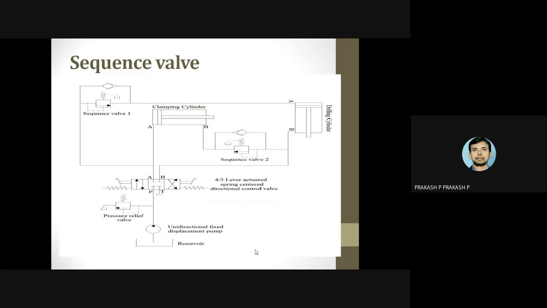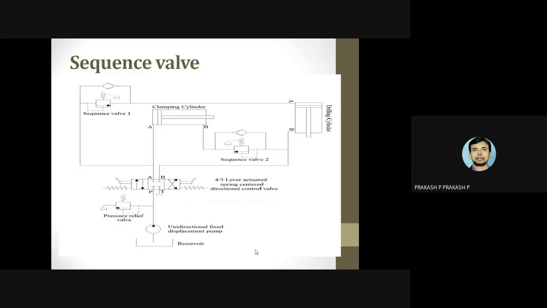You should know what happens in the sequence valve for extension and retraction. When you activate the lever on the left hand side, the fluid flow happens only through sequence valve 1 for extension of the drilling cylinder. Similarly for retraction, you can see how the fluid flow happens: with the help of sequence valve 2 it will be retracted.